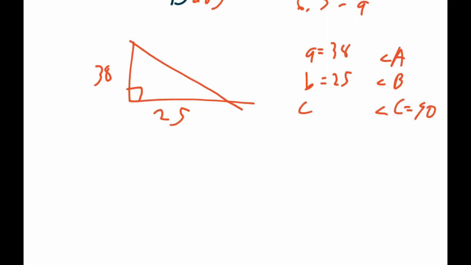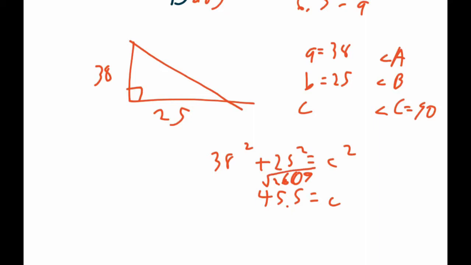So what I'm going to do is 38 squared plus 25 squared equals C squared. So when I find this out, I got 45.5 equals C, because it was the square root of 2609. And so when we got 45.5 over here, and that's 45.5.